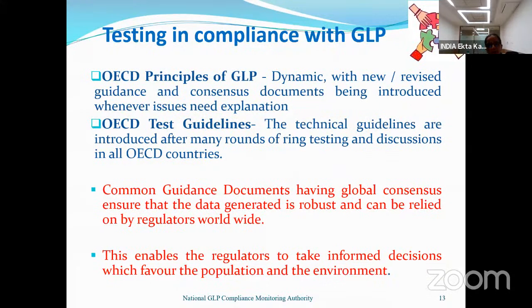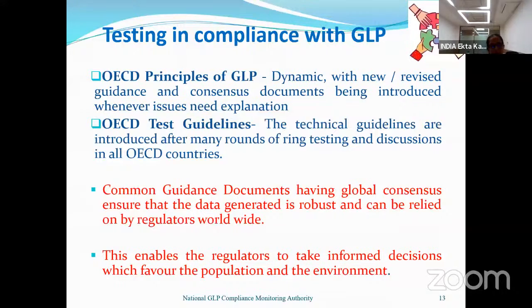Testing in compliance with GLP is done on the basis of 2 sets of documents. The OECD principles of GLP are dynamic documents with new and revised guidance and consensus documents being introduced whenever issues need explanation. We also have the OECD test guidelines, which are the technical guidelines introduced after many rounds of ring testing and discussions in all OECD countries.